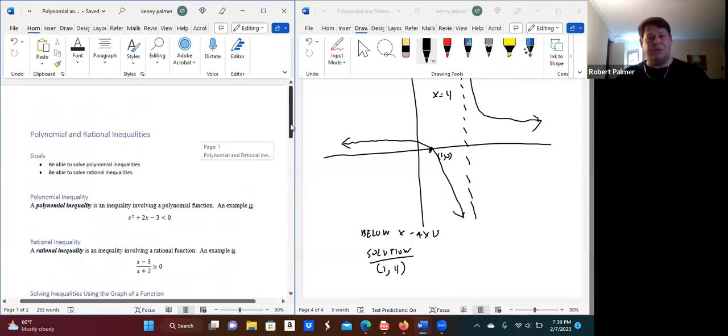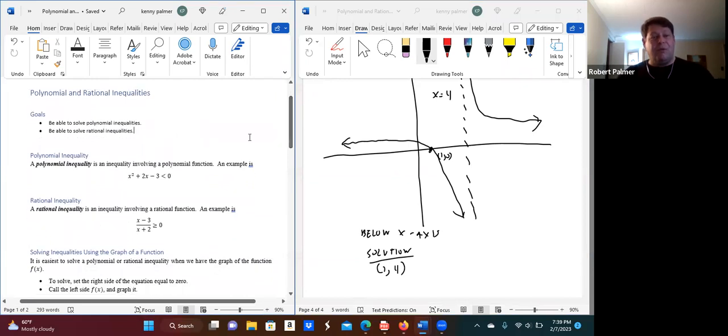So let's see what we've learned today. We have what are called polynomial and rational inequalities, which examples look like these. We can't solve them the same way. We can't just get x by itself as we do with a linear inequality. So we have to do it a different way.